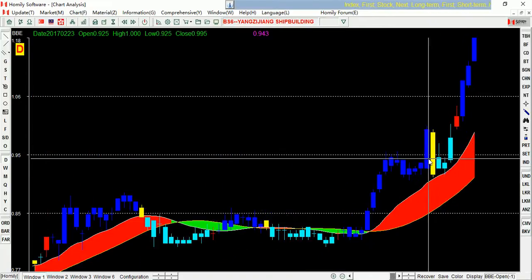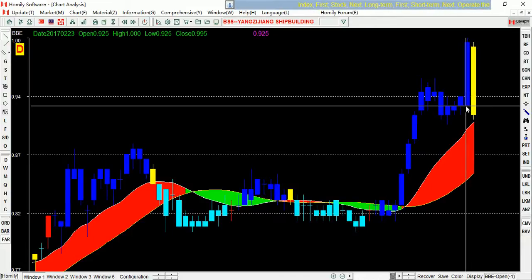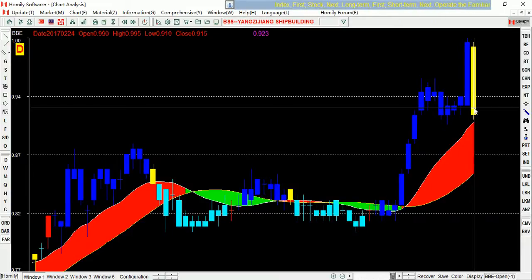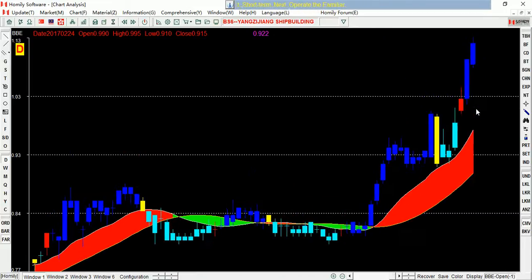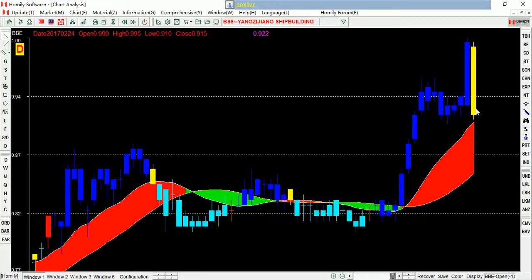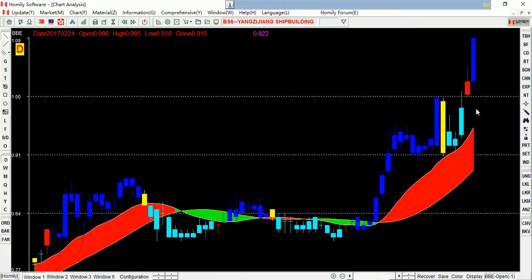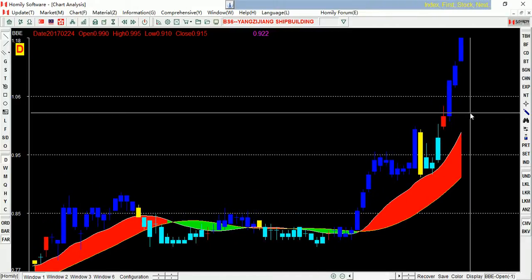So here sell or not? Yangzijiang, we can see here just shot sharply down. But here sell or not? Maybe many investors will think it is so dangerous and sell. Then if you sell, the price goes up, then you will regret. So if you see the yellow candlestick plus red band, you can wait and see. So here buy or not? Here you can buy again. Then you can earn profit.